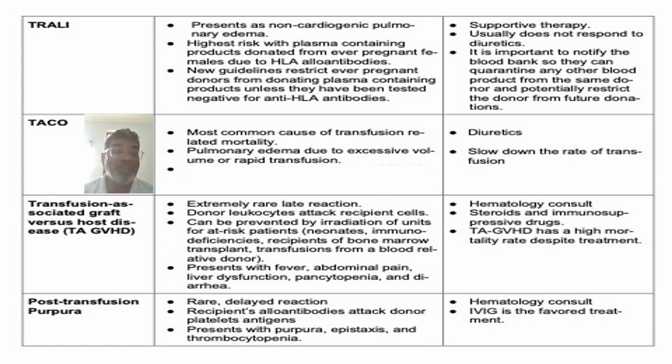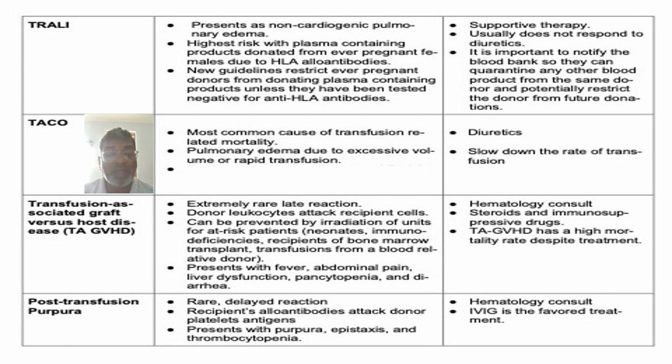Coming to the transfusion-associated graft versus host disease, this is an extremely rare late infection, which is a delayed transfusion reaction. The donor leukocytes will attack the recipient cells. It can be prevented by irradiation of the units for at-risk patients like neonates, immunodeficient persons, recipients of bone marrow transplants, and transfusions from blood-related donors.